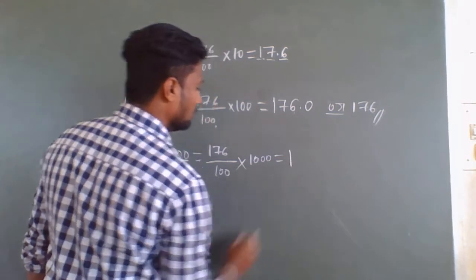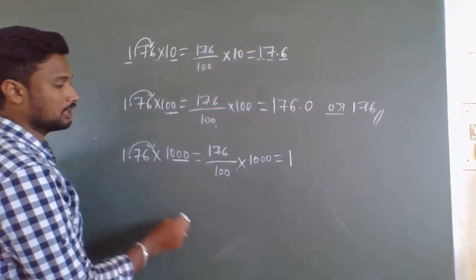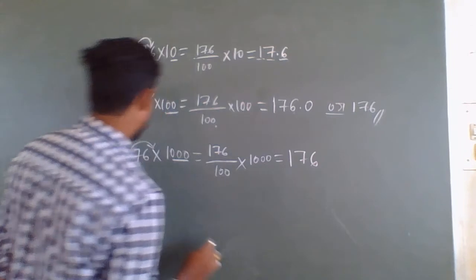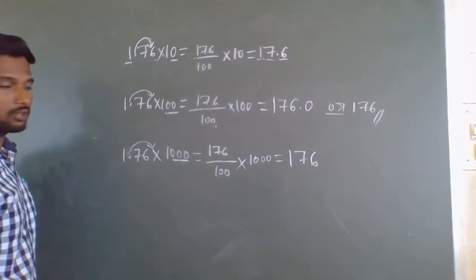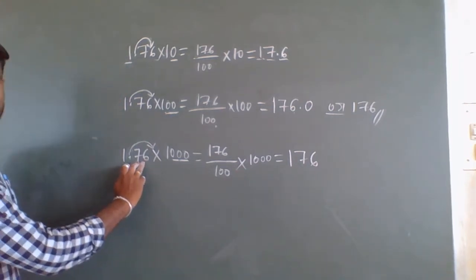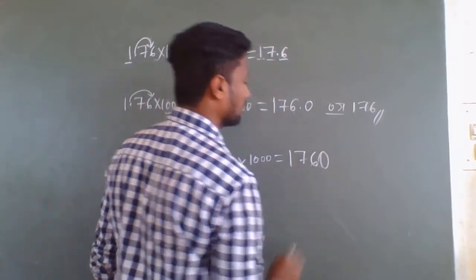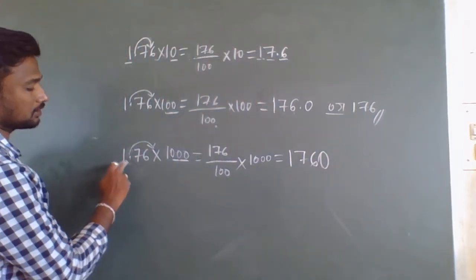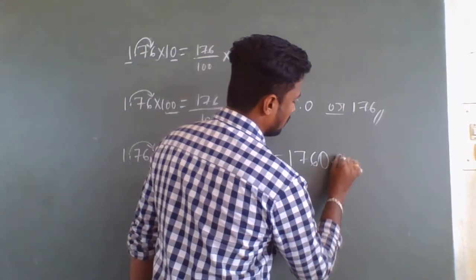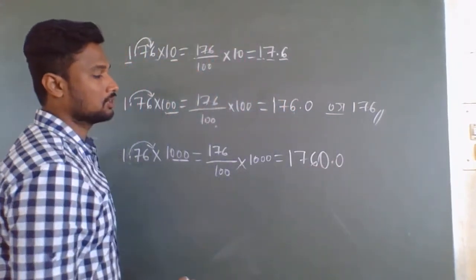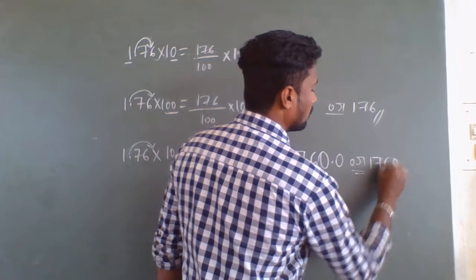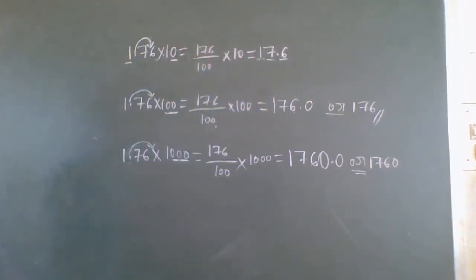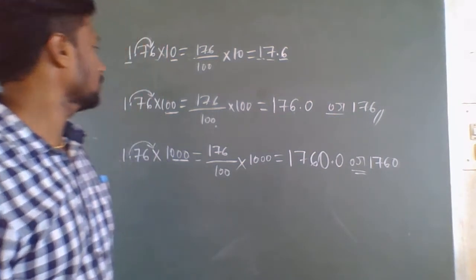So first I will write these 2 digits, 7, 6. After this we have to move the decimal point 3 digits, because here we have 3 zeros. But here we have only 2 digits, so I will consider 0 here. After this 0 I can place the decimal point. Now after this decimal point I can consider 0, or you can directly write it as 1760. This is how to multiply a decimal number with 10, 100 and 1000.